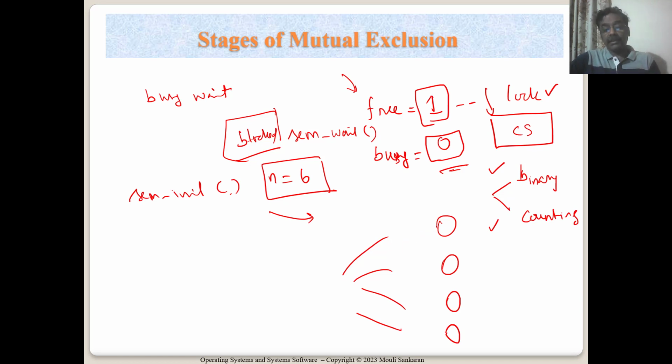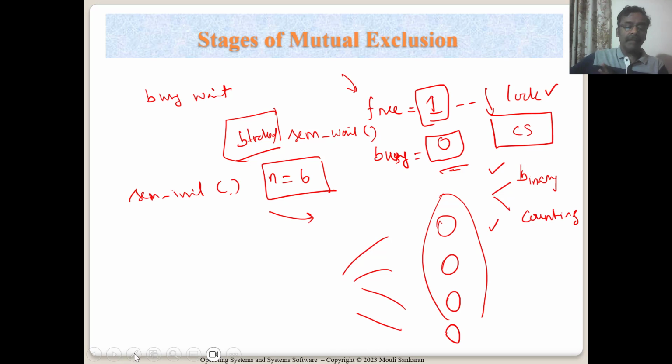processes come asking for the resource which is not available, then they will be blocked. So that is for counting semaphore. We'll come to that when we have the discussion on counting semaphore. I think this sets the stage for understanding the rest of the discussion.